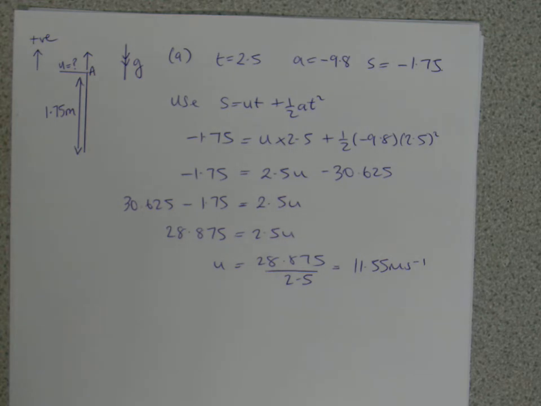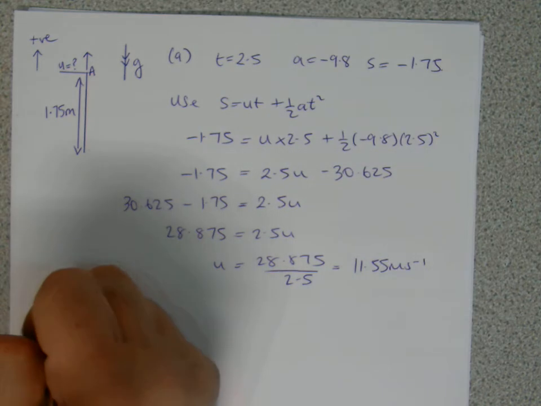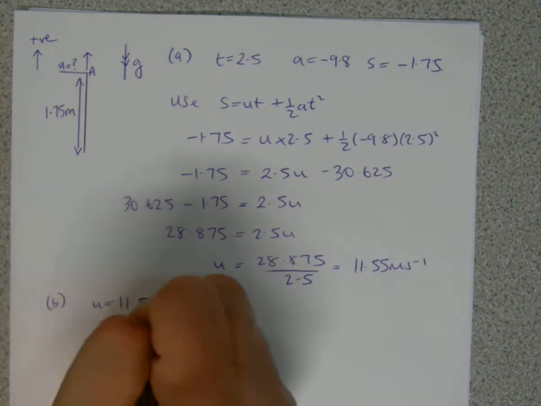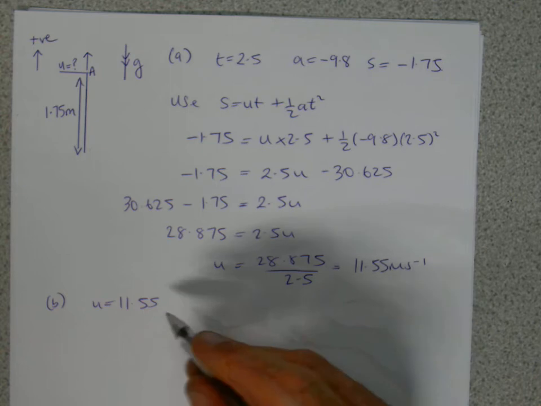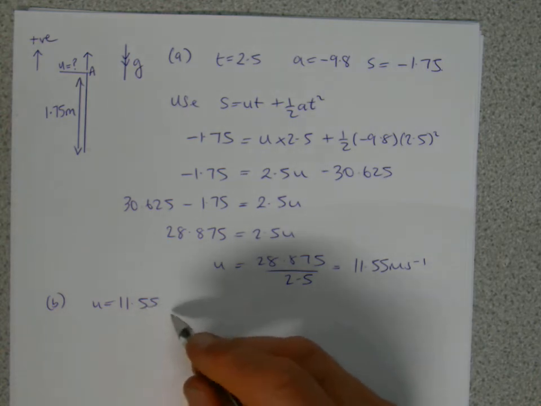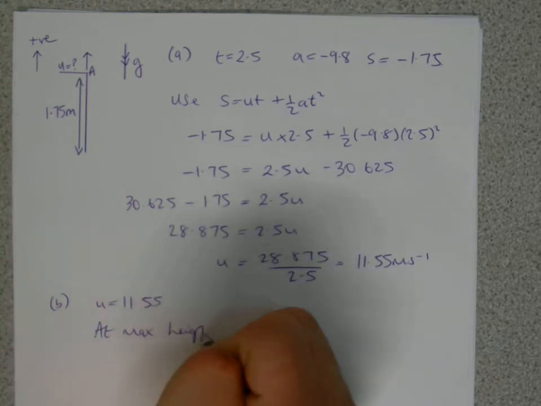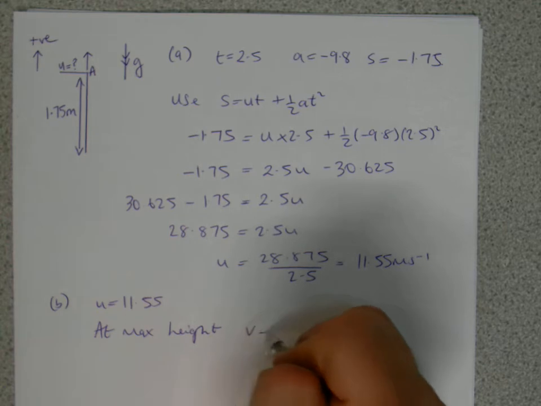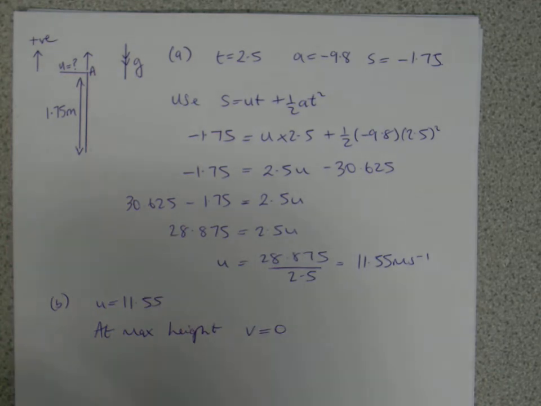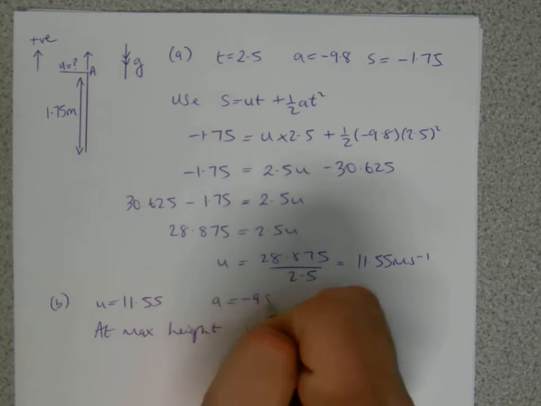Okay, so part B says find the greatest height above the ground reached by the ball. So it's up here somewhere. We know the initial speed now is 11.55, because part A tells us this. The initial speed is 11.55, and of course at max height, velocity is 0, because it comes to a stop. The other thing we know, of course, is acceleration is minus 9.8.